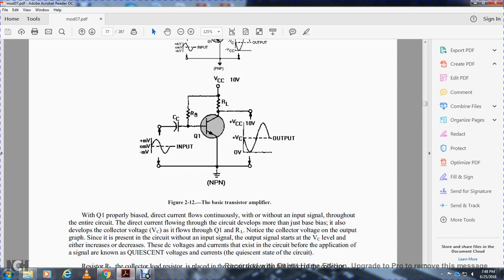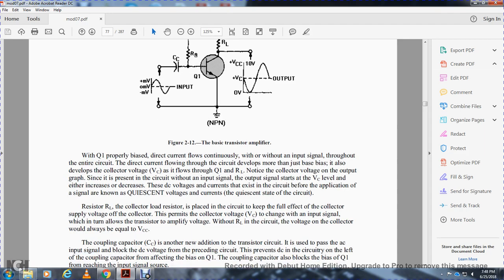Alright, with Q1 being base biased, direct current flows continuously without an input signal throughout the entire circuit. The direct current through the circuit develops more than just the base bias. It also develops the collector voltage. As current flows through Q1 and the load resistor, notice the collector voltage at the output in the graph. The DC voltage level that exists in the circuit before the application of the signal is known as the quiescent voltage, occurring in the quiescent state of the circuit.